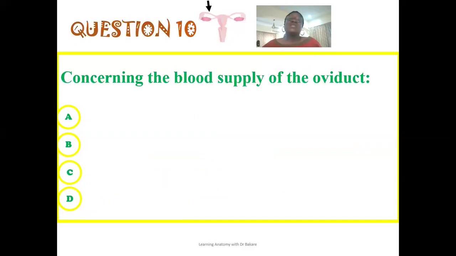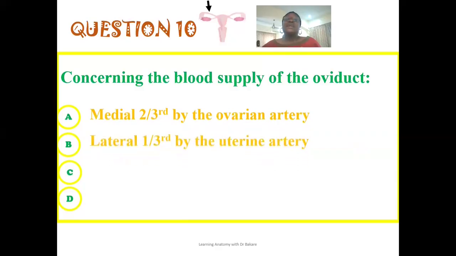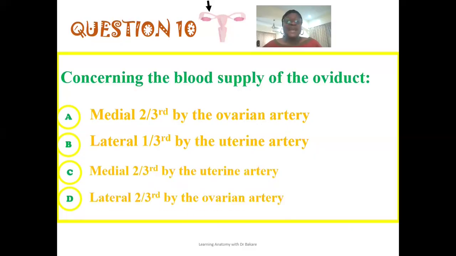The 10th question, which is the last question, reads, concerning the blood supply of the oviduct. Which of these statements concerning the blood supply of the oviduct is correct? Is it that the medial two-thirds of the oviduct is supplied by the ovarian artery? Or is it that the lateral one-third of the uterine tube is supplied by the uterine artery? Or is it that the medial two-thirds of the uterine tube is supplied by the uterine artery? Or is it that the lateral two-thirds of the uterine tube is supplied by the ovarian artery?